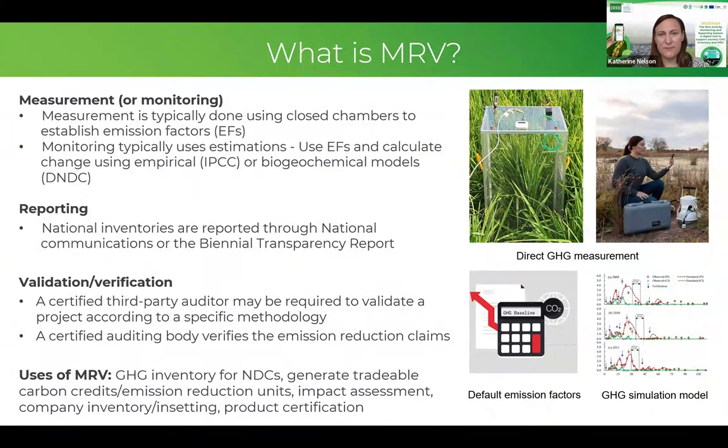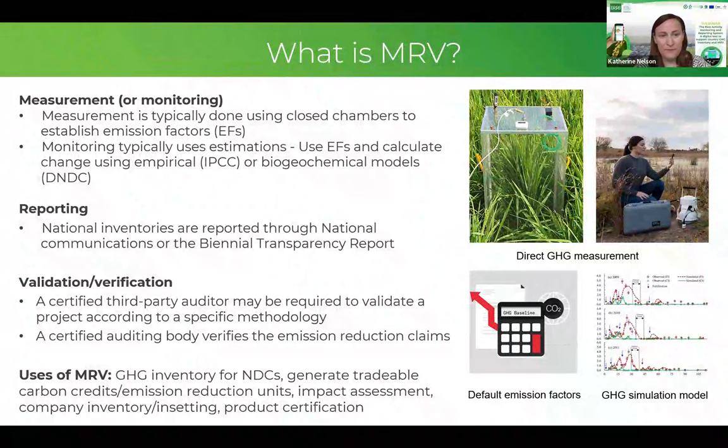Now, monitoring typically uses estimations, which use those emission factors to calculate the change in emissions over time using either empirical models, such as the IPCC equations, or biogeochemical models, such as the DNDC. The reporting process generally happens, at least at the national level, through inventories that are reported through their national communications, or through their biennial transparency reports. And at the field level, the reporting then happens generally to the project or the particular region that that project is happening in.